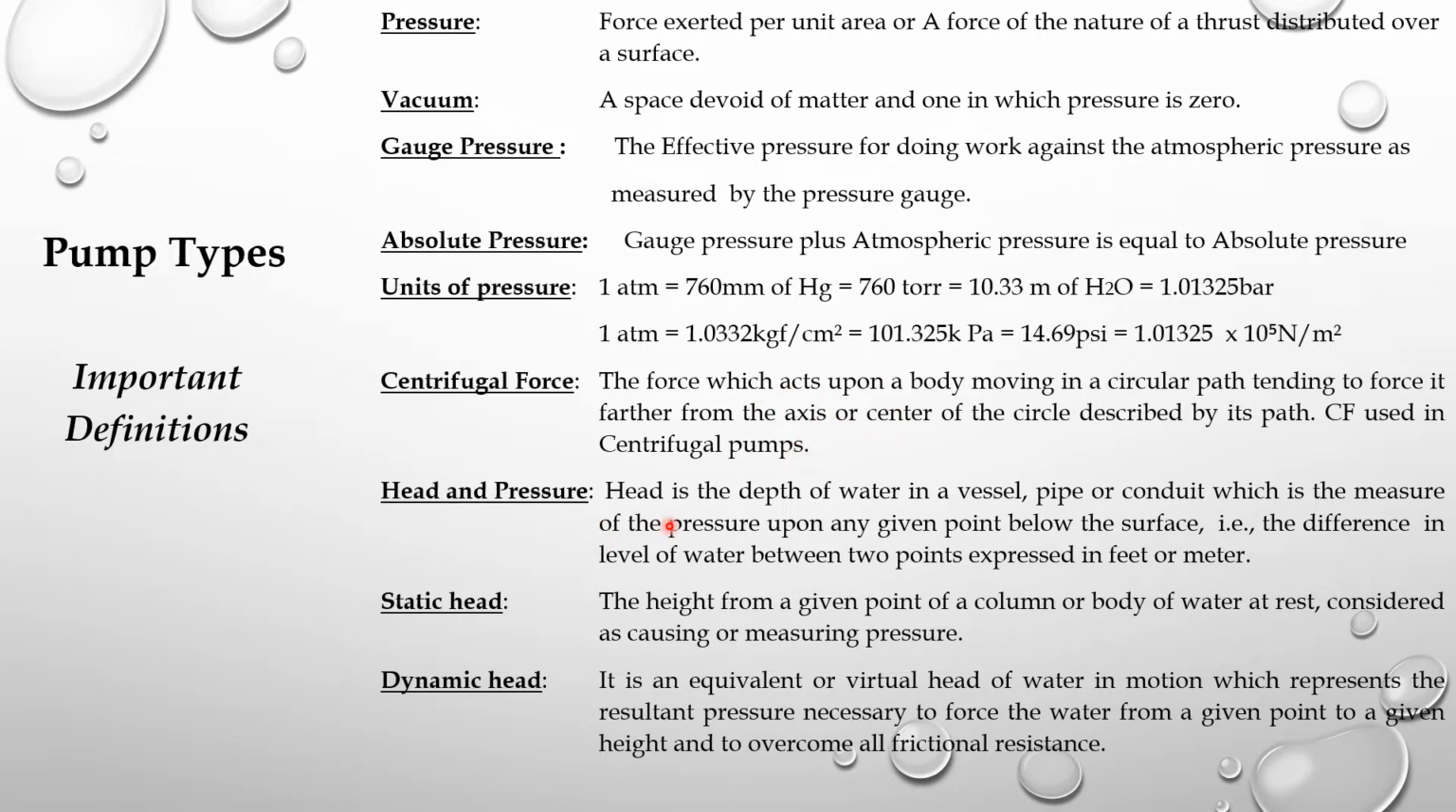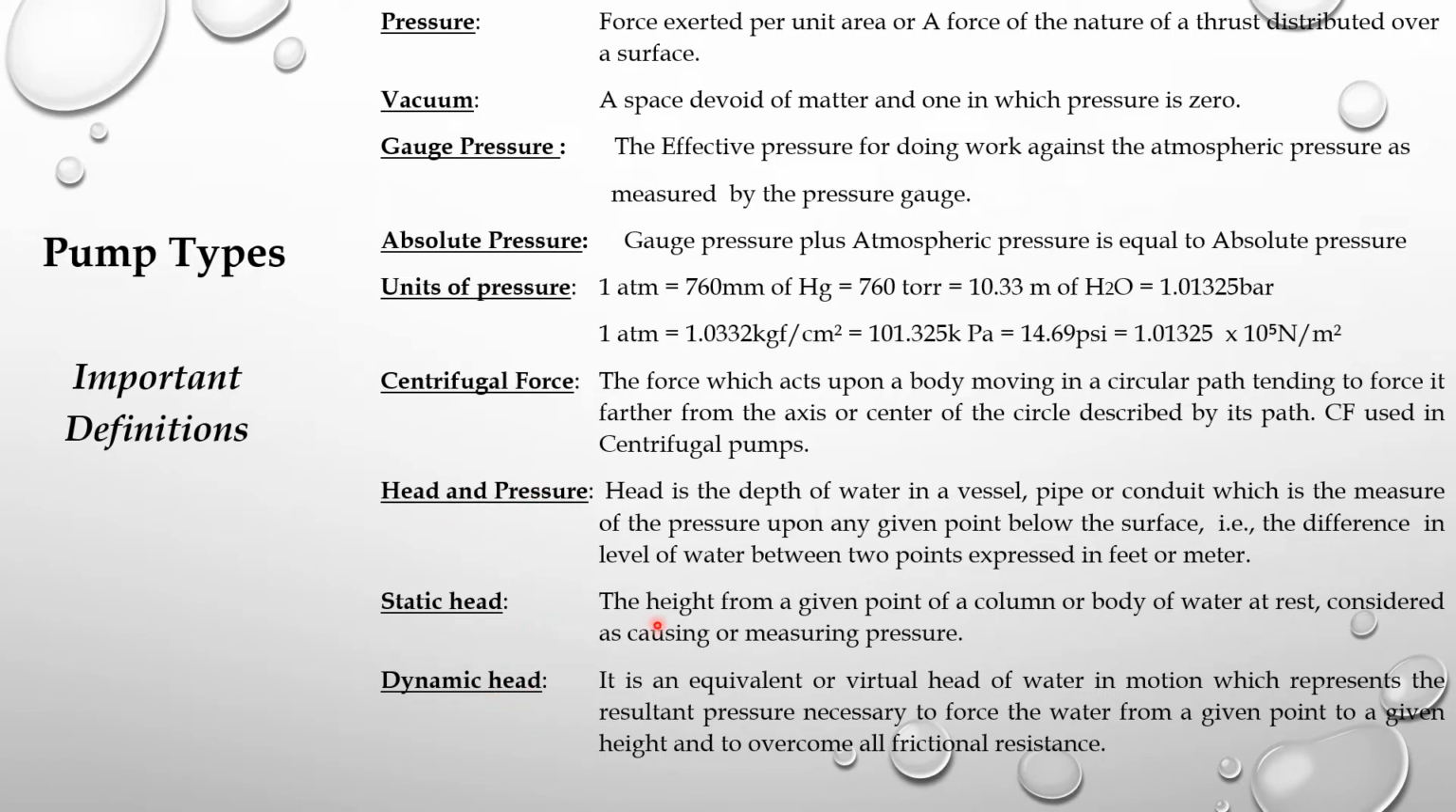Head and pressure. Head is the depth of water in a vessel, pipe or conduit, which is the measure of the pressure upon any given point below the surface. That is the difference in level of water between 2 points expressed in feet or in meter. That is called head. You can call it a static head or dynamic head.